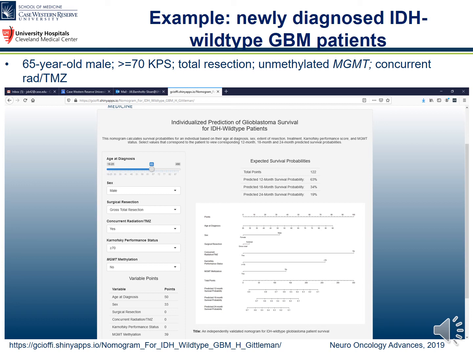This is showing you an example for a 65-year-old male, greater than or equal to 70 Karnofsky performance status, who had total resection, unmethylated MGMT, and concurrent radiation temozolomide. You can see here the number of points that they were given for each variable, their total points, and then their predicted 12-month, 18-month, and 24-month survival. Hopefully you can go here and check it out. Here's the web address. And this was also published in Neuro-Oncology Advances in 2019.